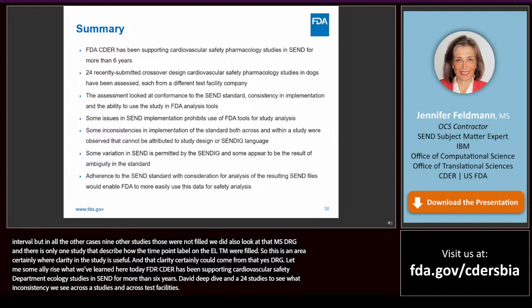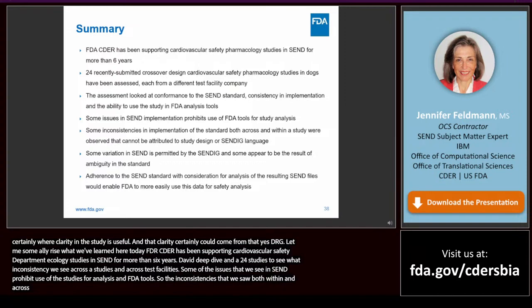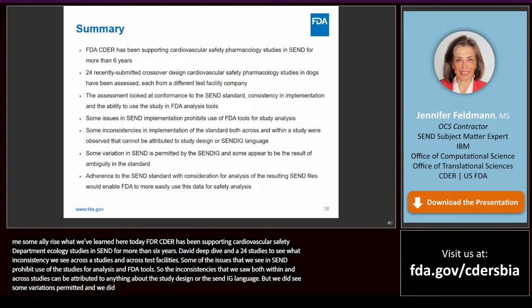Some of the issues that we see in SEND prohibit the use of the studies for analysis in FDA tools. Some of the inconsistencies in implementation that we saw both within and across studies couldn't be attributed to anything about the study design or the SENDIG language. But we did see some variations permitted by the SENDIG, and we did find what we believe are some ambiguities in the language of the SENDIG that may lead to those differences in implementation.